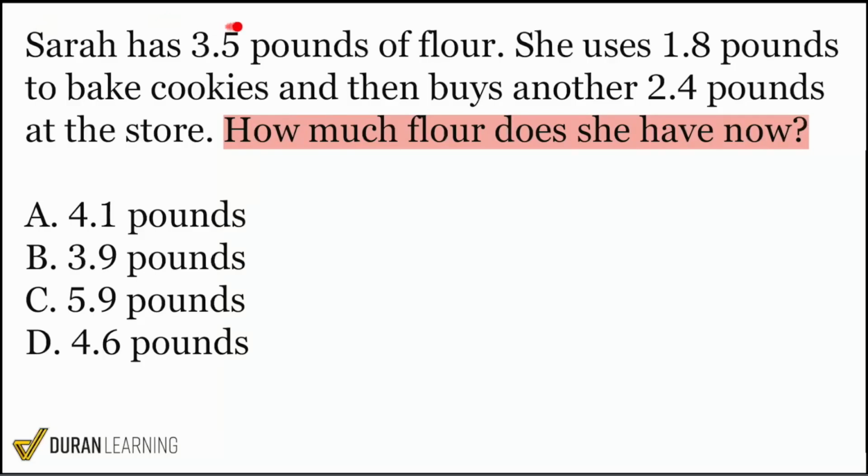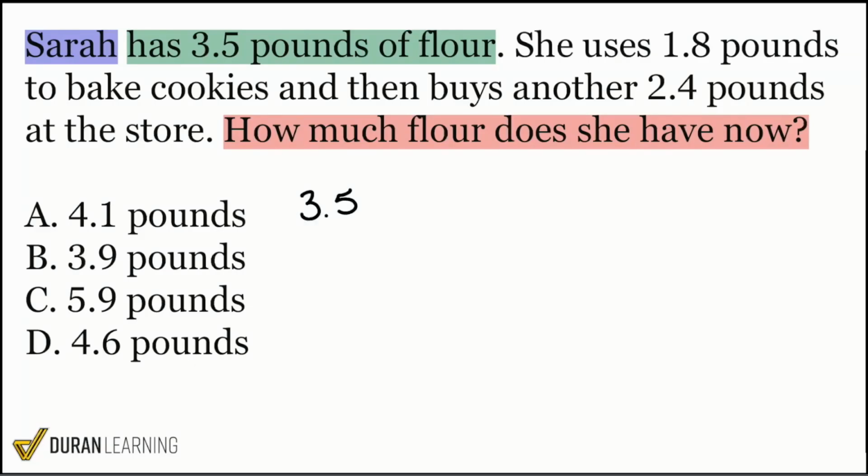Sarah has this many pounds of flour. She uses this many pounds to bake cookies and then buys another 2.4 pounds at the store. All right, everybody. So it's really not going to be about the numbers. It's going to be about what the numbers mean. So one more time. Here's our friend Sarah. She has 3.5 pounds of flour. So we're going to treat that as 3.5 right over here.